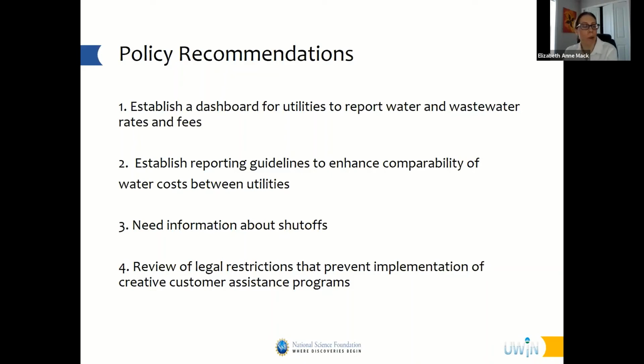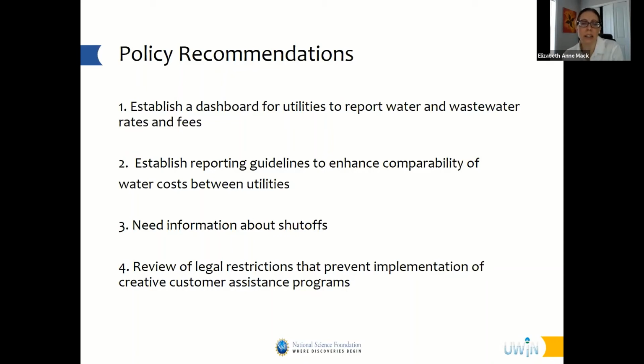So based on our experiences, we recommend the following four items for policymakers. We think it's necessary to establish a dashboard for utilities to report water and wastewater rates and fees. The University of North Carolina does have a start on this, in the sense that they do have coverage for some places, but there's a lot of work to be done in terms of expanding what they have done to other parts of the United States.